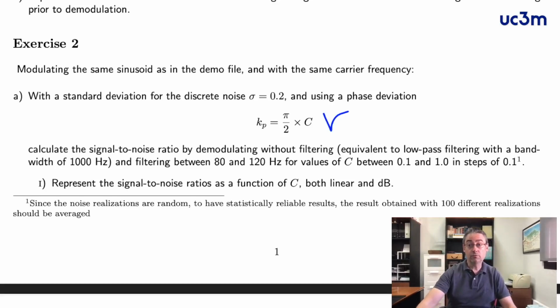And we are going to vary this parameter. This is going to be pi halves times a constant value z, where this z is going to be modified from 0.1 to 1 in steps of 0.1, just to analyze the effect of this parameter on the signal-to-noise ratio.